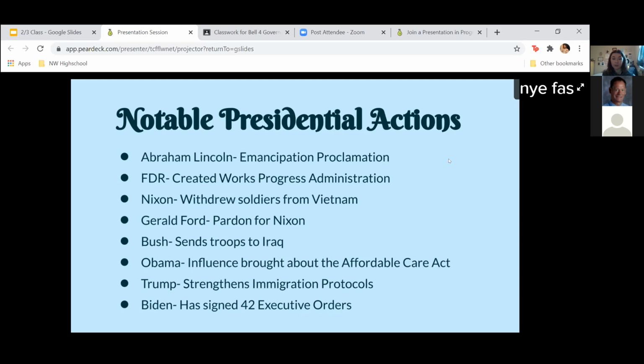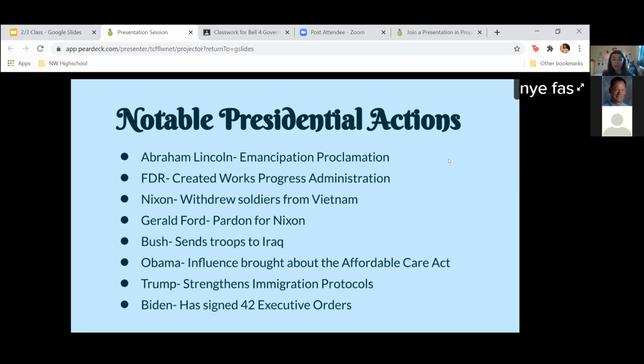The president's influence on the legislative branch can really bring about change. Under Obama, the Affordable Care Act was passed. He worked really closely with the legislative branch to get that passed, and ultimately he signed that law after it got passed through both sides of Congress, the House and the Senate. That became one of the big things former President Obama was known for. And one of the things former President Trump really worked on was strengthening immigration protocols. He wanted stricter immigration rules, so he used his executive power to pass some of those executive orders.